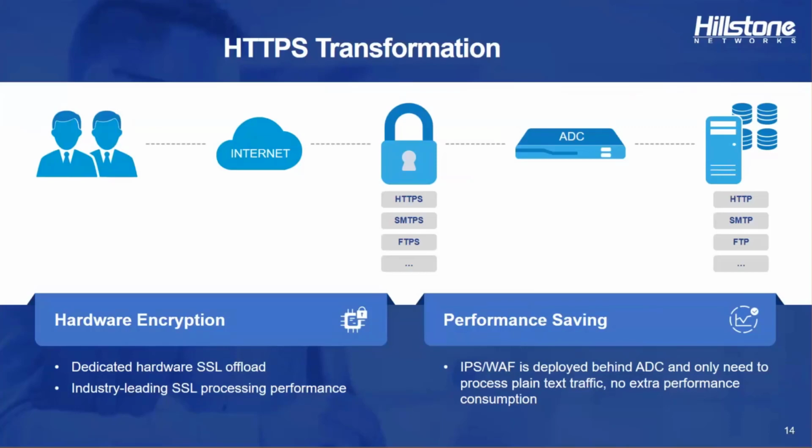There's also one other scenario where you would use ADC for decryption, and that is for web security, because web security means looking at clear text traffic. For example, your IPS, your WAF devices, all of these devices need to look at clear text traffic. So in these scenarios, you would use ADC to decrypt the traffic, and the web security devices can then sit between the ADC and the server to be able to look at it and protect the web server traffic.